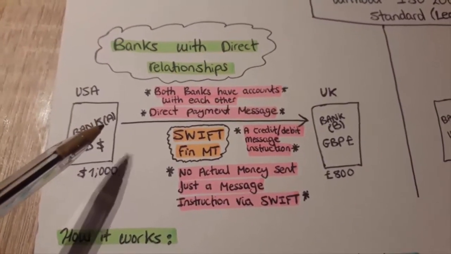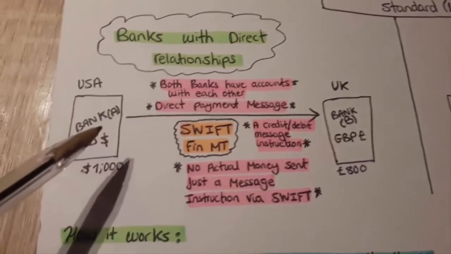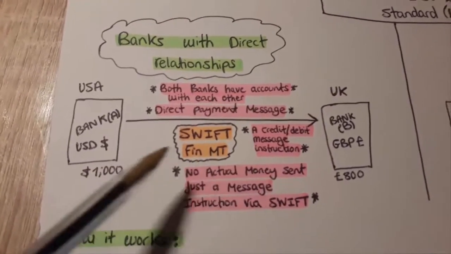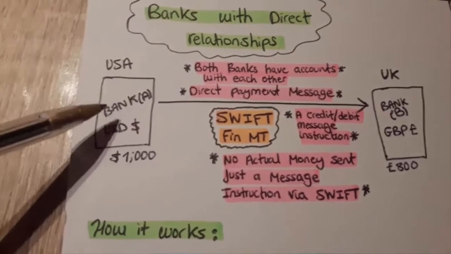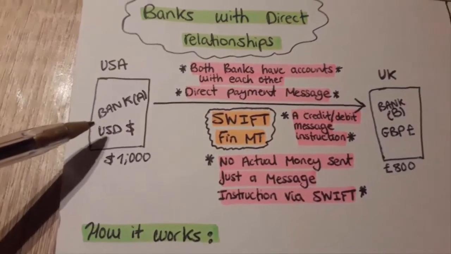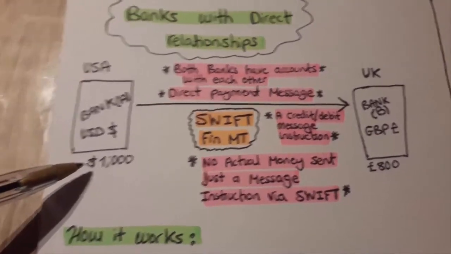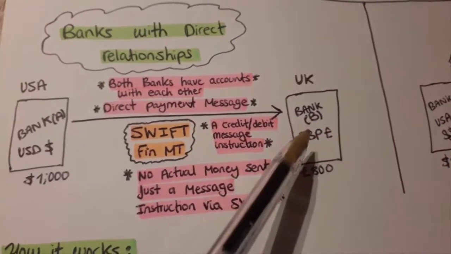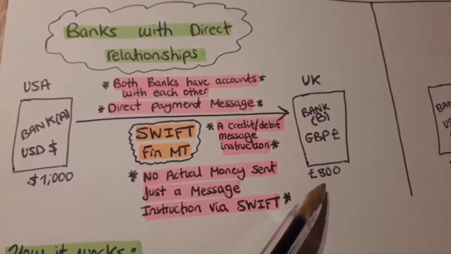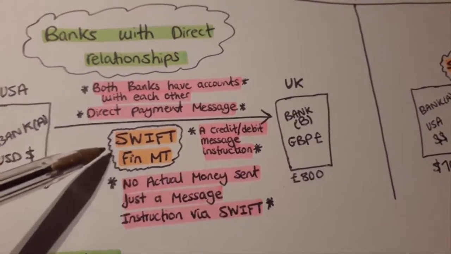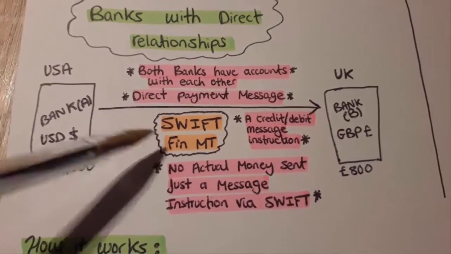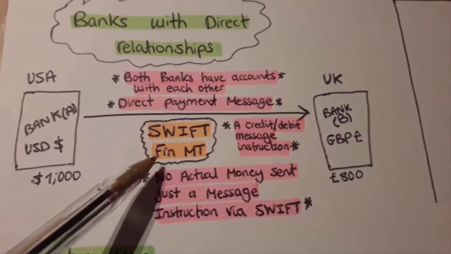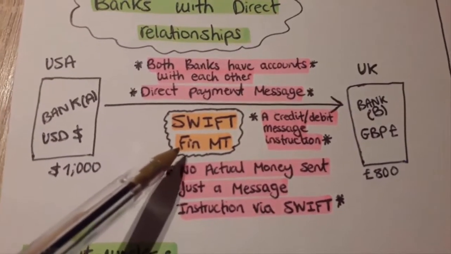So this is how the banking system works today. If we have banks with direct relationships with each other. And what I mean by direct relationships with each other is that both banks have accounts with each other. So imagine you have a bank in America, for example, Bank A, and a customer wants to send $1,000 over a cross-border payment to the UK, and that's Bank B, and that's going to be in pounds. So a company like Swift, which deals with sending bank messages over from one bank to another, uses the messaging system we use today called FinMT.